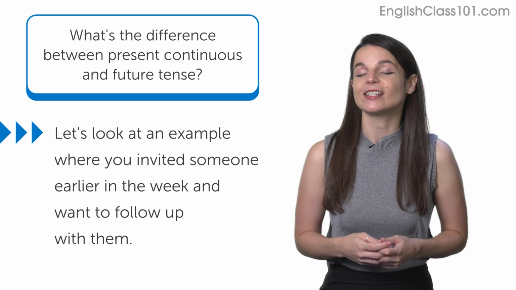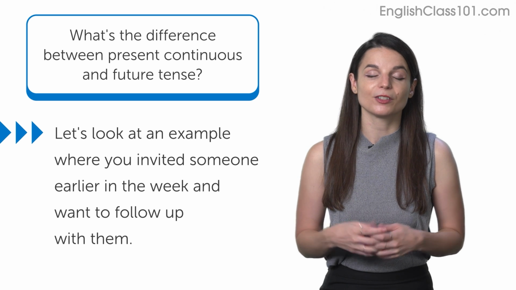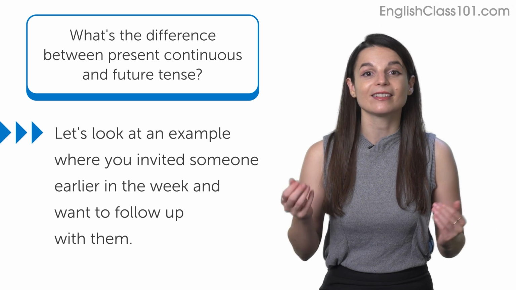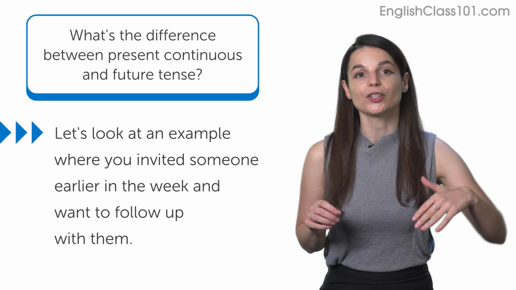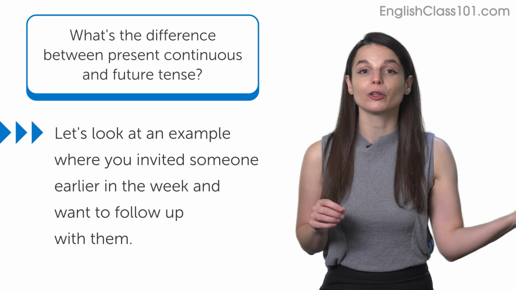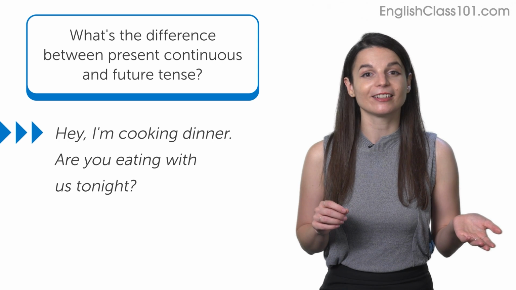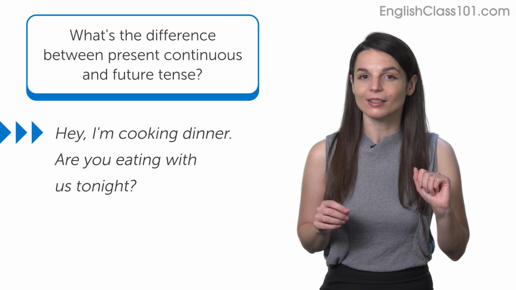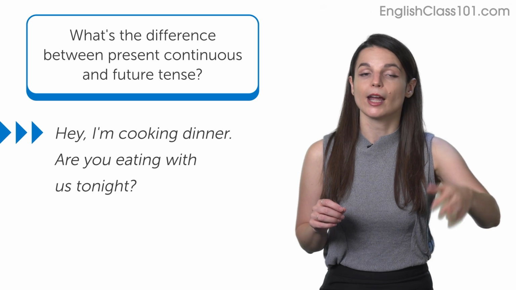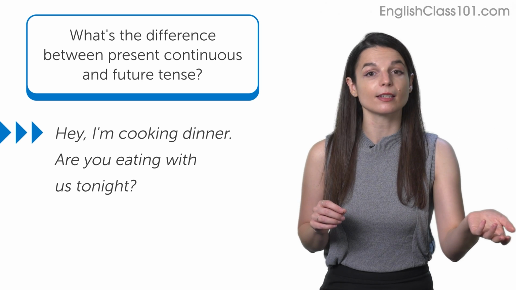Let's look at another everyday example of this. Let's imagine two situations where you want to invite someone to dinner. In the first situation, you invited the person maybe earlier in the week, and now you want to follow up. You might say, "Hey, I'm cooking dinner. Are you eating with us tonight?" So that shows the other person has had time to make a decision. "Are you eating with us tonight?"